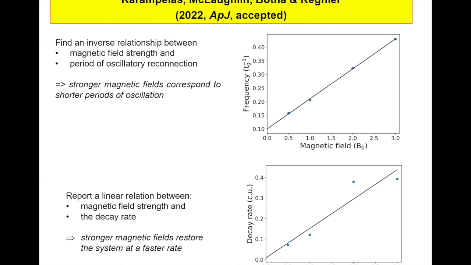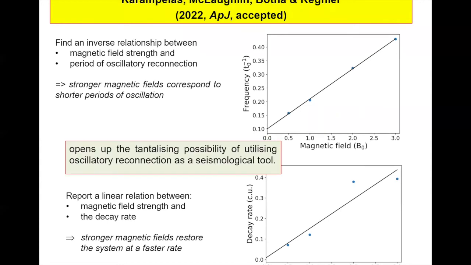Both of those results, so stronger magnetic fields corresponding to shorter periods and stronger decay, can be thought about by considering, let's say, the stiffness of the magnetic field. So stronger fields are more resistant to deformation, and once they're deformed, they relax back to equilibrium at a faster rate. And so what that really does is it opens up the tantalizing possibility of utilizing oscillatory reconnection as a seismological tool. Obviously, it needs more study, and these are early results, but I'm very excited by that idea.